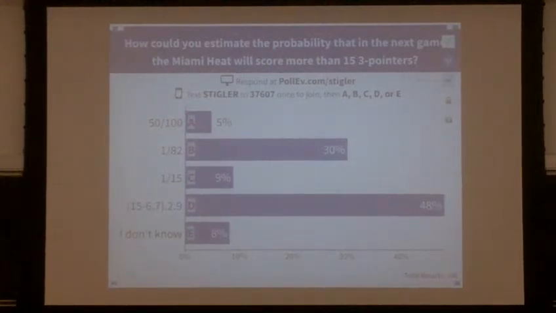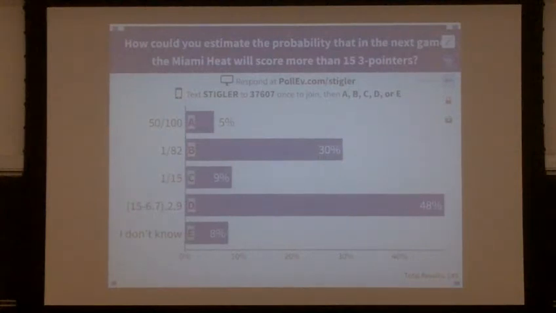Okay. Do you want to explain why you thought that was the answer? Yeah. So you would find the z-score, and then the z-score would tell you how many standard deviations it is above or below. And then if it's a normal curve, then you can use the empirical rule, and it can say, okay, 68% of the data lies within here. So if you want to see more than 15, then you just do 100 minus 68, and you find the percentage of points that are more than 15 three-pointers, and then you can use that to find the probability.